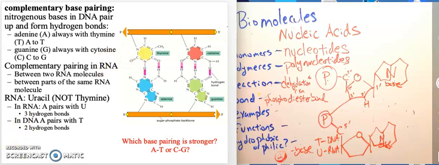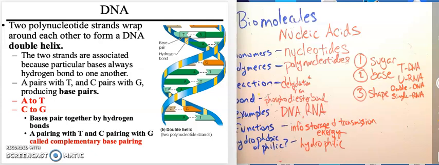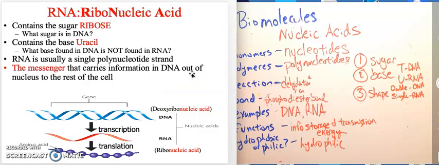One more difference between DNA and RNA is the shape. DNA is a double helix. There are two polynucleotide strands that complementary base pair with each other and twist around, forming a double helix like a spiral staircase, where the sugar-phosphate backbone makes up the sides of the staircase, and the bases sticking into the middle make up the rungs of the ladder or the steps of the stairs going up the double helix. So DNA functions as a double helix.